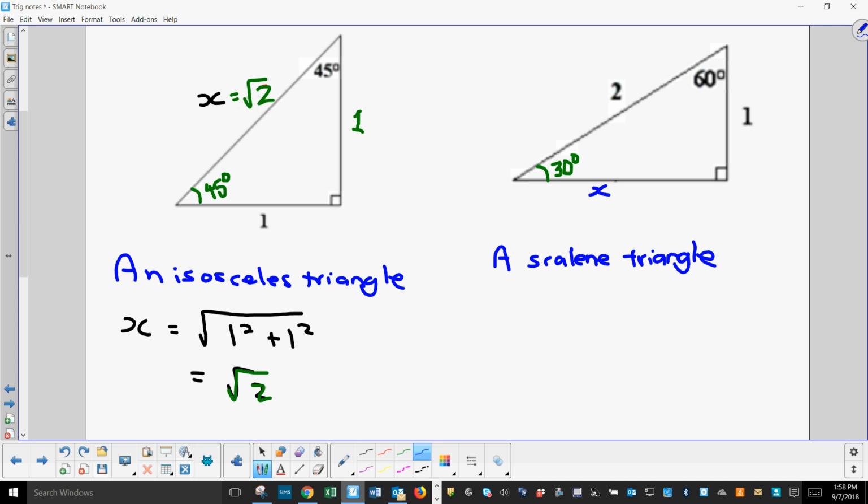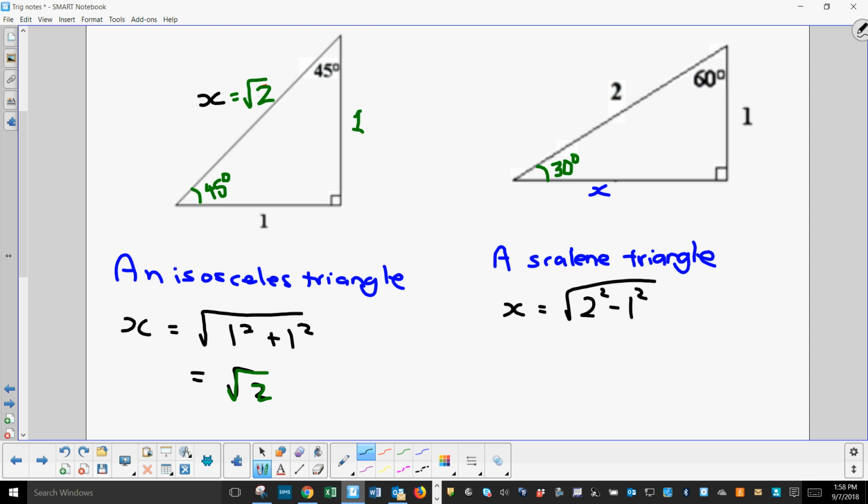We need to work out this little missing side down here. Let's call that x. So, can we use Pythagoras? We could use trigonometry as well, but imagine we didn't have a calculator, so Pythagoras would be a bit easier. How could we work out what x is in this case? c squared minus 1 squared equals x squared, yeah.